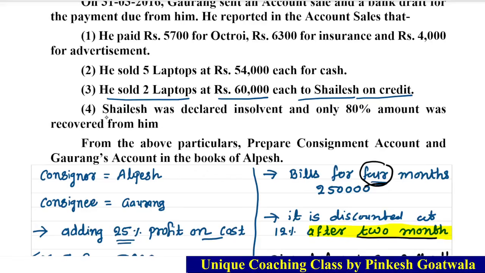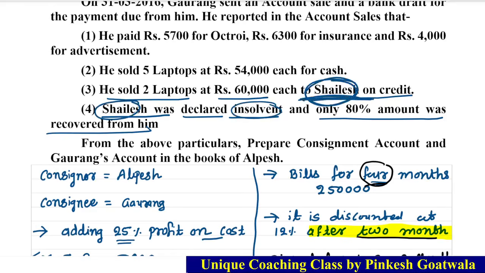Now the next: Silas was declared insolvent and only 80% amount was recovered from him. Now it is an important point to understand. Whenever in a question you get the point that some person becomes insolvent and can't pay the remaining amount, that means you have to suffer bad debt. You have to suffer a loss because when insolvency is declared, the money will not come. Who is Silas? We sold goods to Silas on credit, and now he has become insolvent, so now he can't pay money.